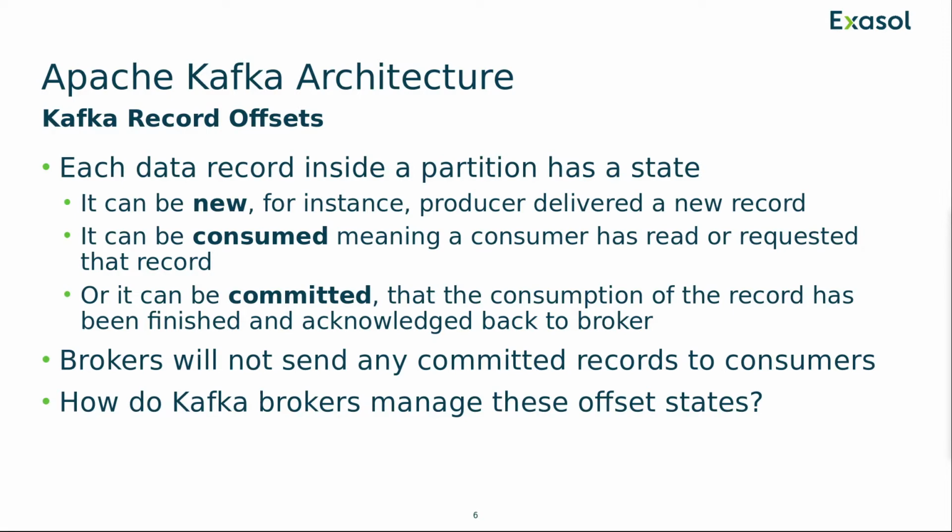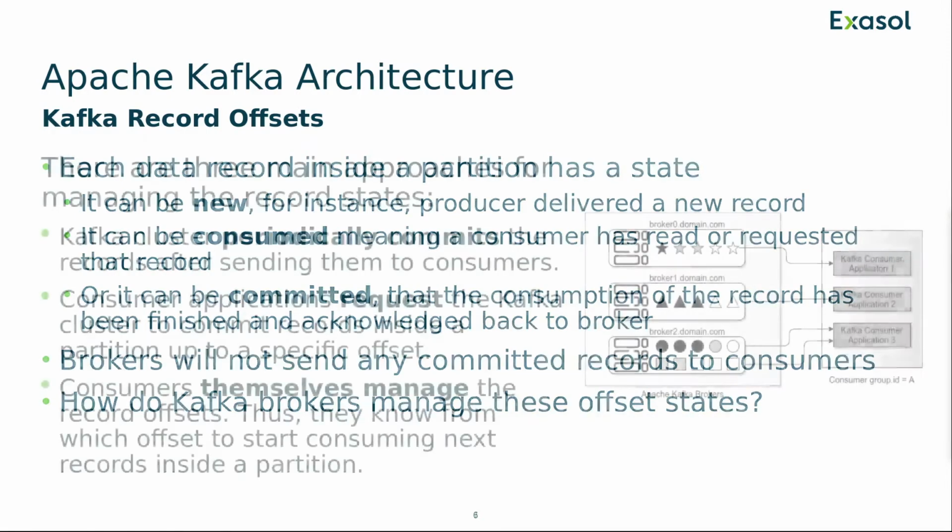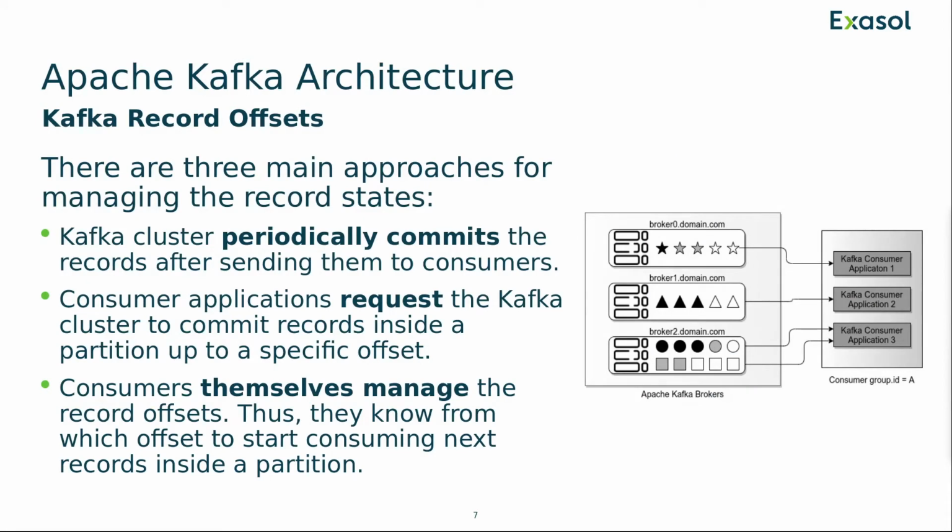But how does Kafka manage these states? There are 3 main approaches. The first one is that the Kafka cluster periodically commits the records after sending them to consumers, regardless of whether it receives an acknowledgement or not. The second approach is that consumer applications ask the Kafka cluster to commit records inside a partition up to a specific offset. The final approach is that consumers themselves manage the offsets. That is, they maintain a saved state and they know from which offset of a partition they should start consuming the next records. So this was a brief explanation of Kafka architecture.